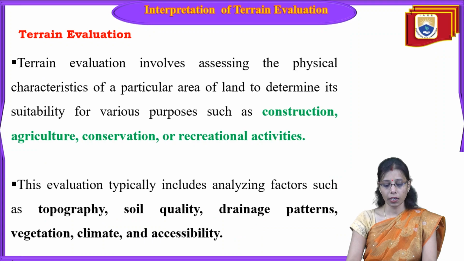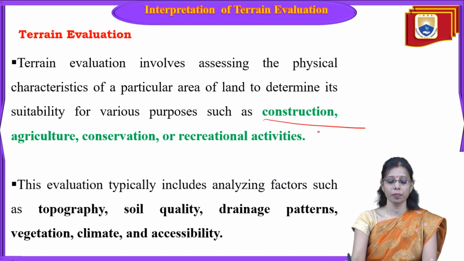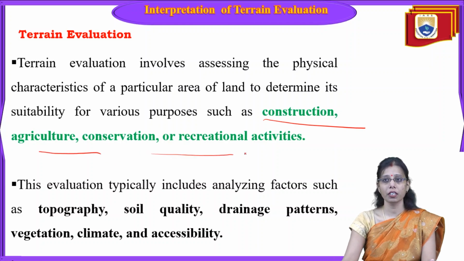Terrain evaluation involves assessing the physical characteristics of a particular area of land to determine its suitability for various purposes such as construction, agriculture, conservation and recreational activities. So it determines the suitability, whether the land is suitable or not. We can go with this evaluation process for land suitability. Whether the land is suitable for construction, agriculture, conservation or recreational activities, all of that we have to consider while going with the terrain evaluation.